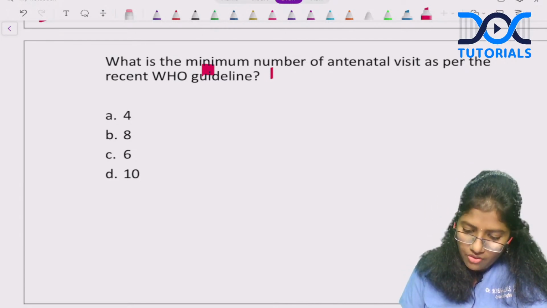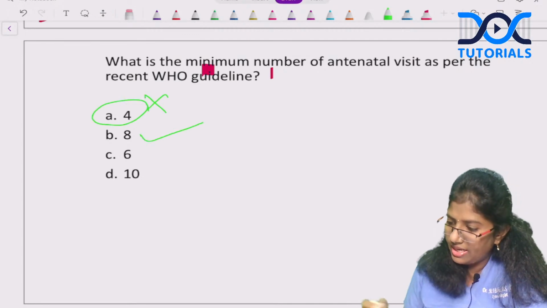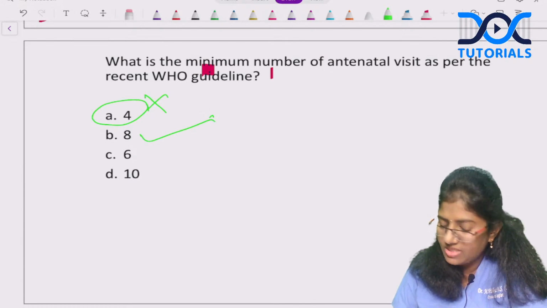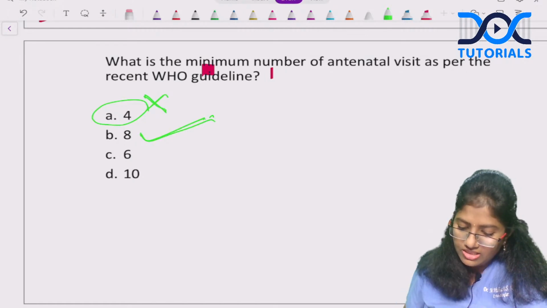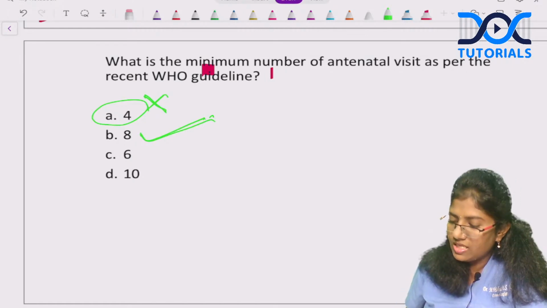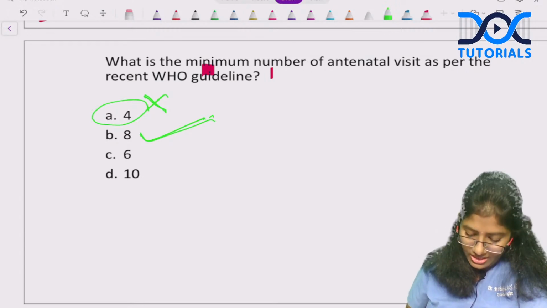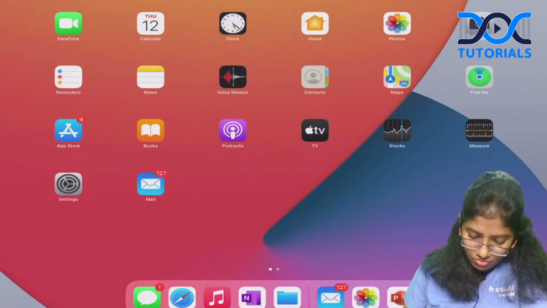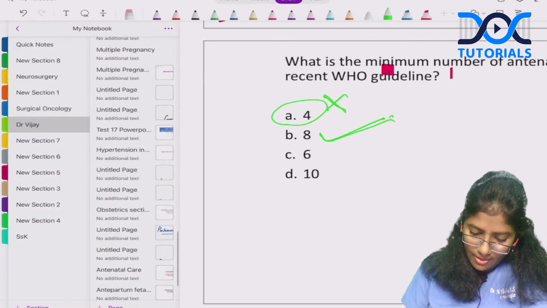The most common wrong answer is 4. The correct answer is 8. Aditya, Pooja, 4 visits is wrong. 8 is the correct answer. The minimum number of antenatal visits as per the recent WHO guideline is 8 visits. So let me give you more information on that.